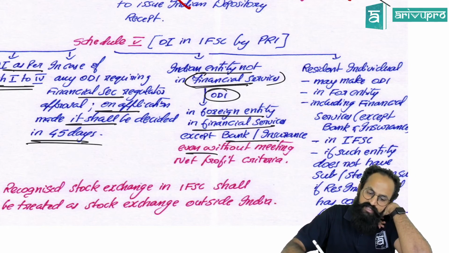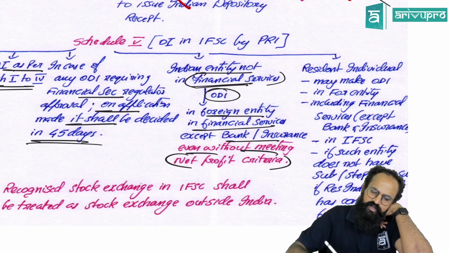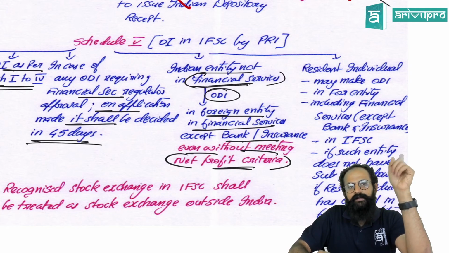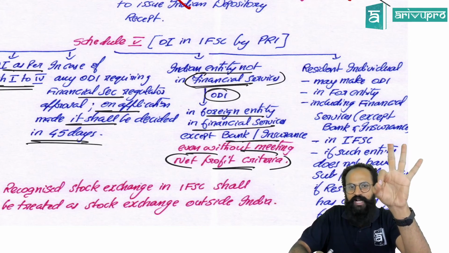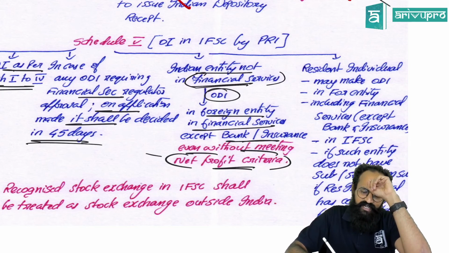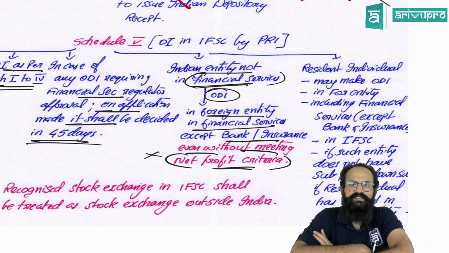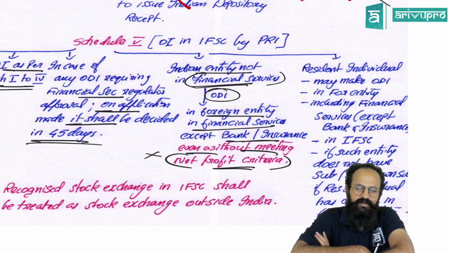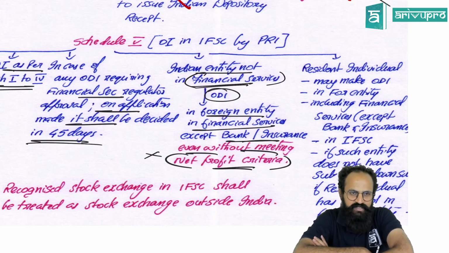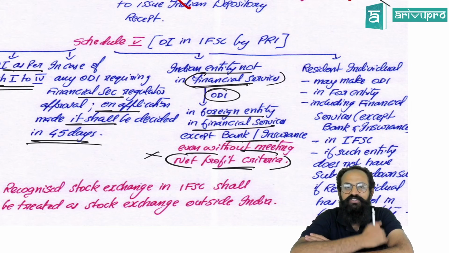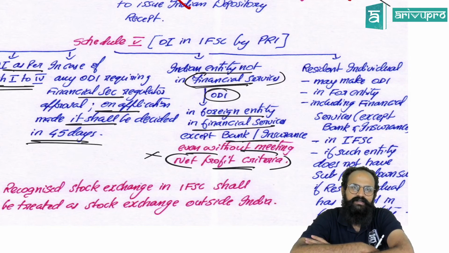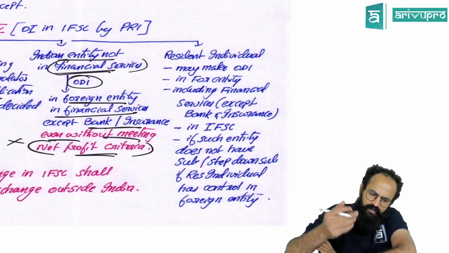Okay, sir, even without meeting the net profit criteria. What is this, sir? An Indian entity not in financial services can make ODI in a foreign entity in financial services except bank or insurance, even without meeting the net profit criteria. I told you about that COVID thing earlier. You should have had a profit for 3 years. That requirement is not there here. So if you want to invest in, for example, mutual funds or pension funds, they're telling you that the 3-year profit condition is not required. Is that clear? Next one, sir.